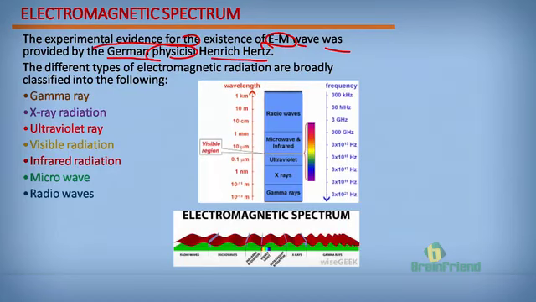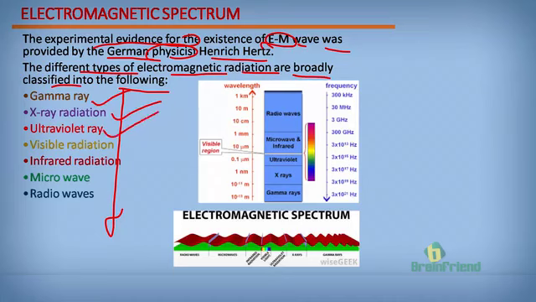The experimental evidence for the existence of EM, which is electromagnetic waves, was provided by German physicist Heinrich Hertz. The different types of electromagnetic radiation are broadly classified into the following: gamma ray, X-ray radiation, ultraviolet rays, visible radiation, infrared radiation, microwave, radio waves.